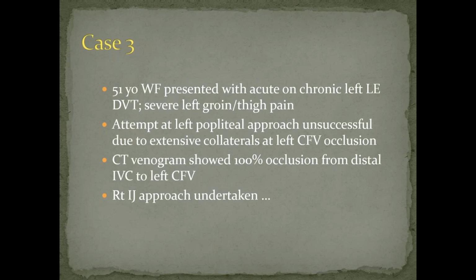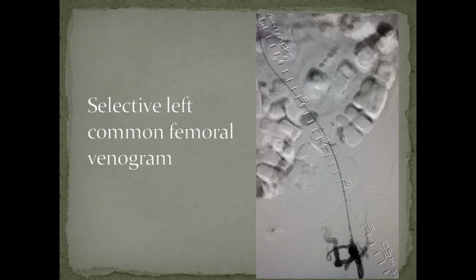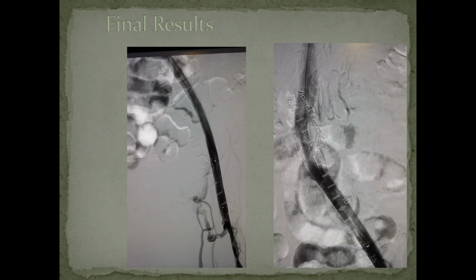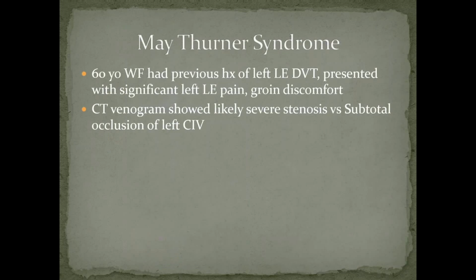So I actually brought the patient back and went from her neck, right IJ approach. And after carefully finding the stump at the distal IVC, I was able to wire all the way down into the common femoral vein, and then confirmed with injection through the crossing catheter that I was in the common femoral vein. I EKOSed the patient overnight, did angioplasty, intravascular ultrasound, placed the self-expanding stent on day 2, and basically completely recreated the otherwise 100% chronically totally occluded iliac vein all the way to the distal IVC. And this patient's done very well since then. Her left groin and thigh pain completely resolved within a few days of doing this.